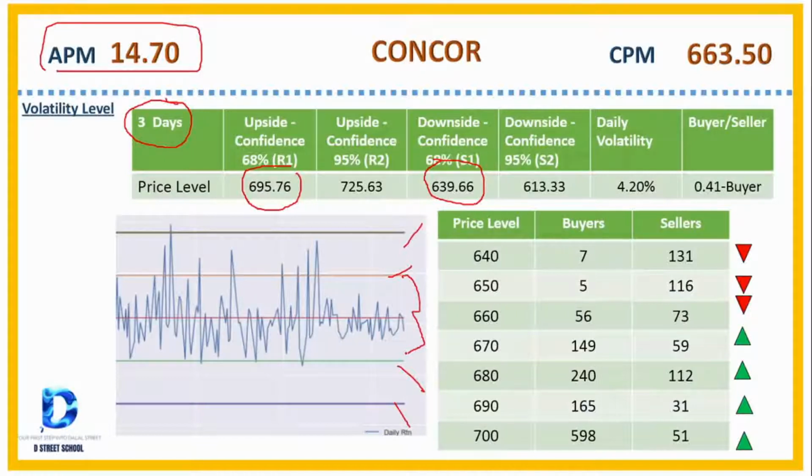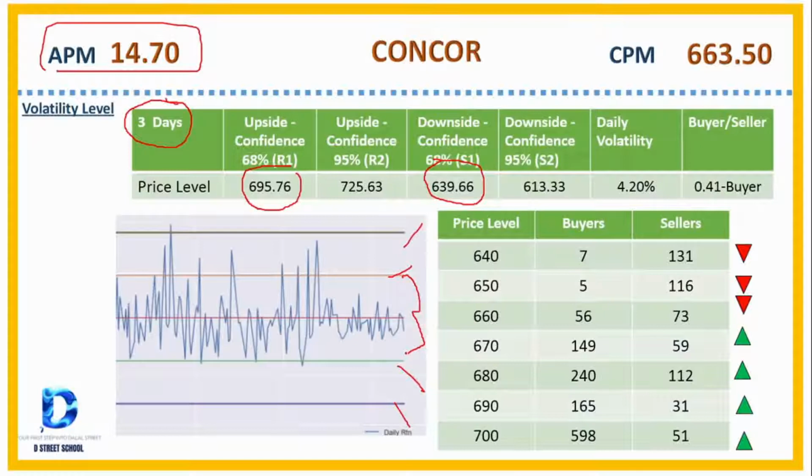The remaining 32% possibility is that the price will trade above or outside of this range, either upside or downside. Let me repeat it quickly. I can tell you 68% confidently that in the upcoming 3 days, Concur would trade in the price range between 639 rupees and 695 rupees. There is a 32% chance that it would trade outside of the range, either upside or downside.